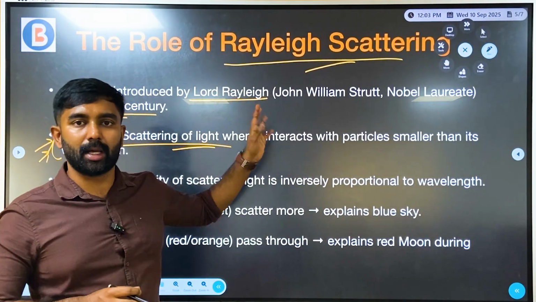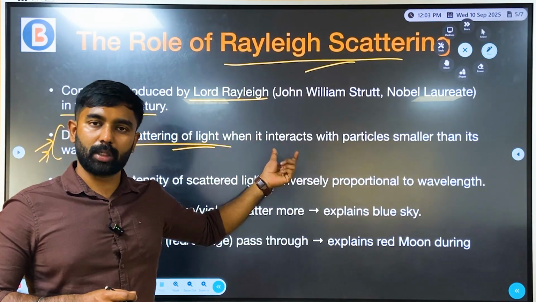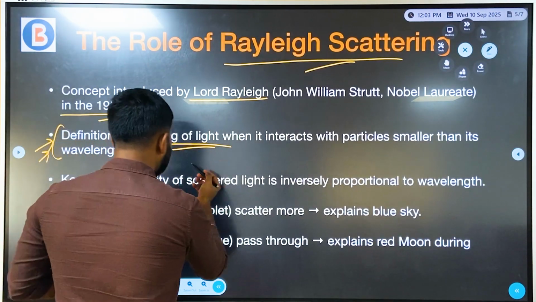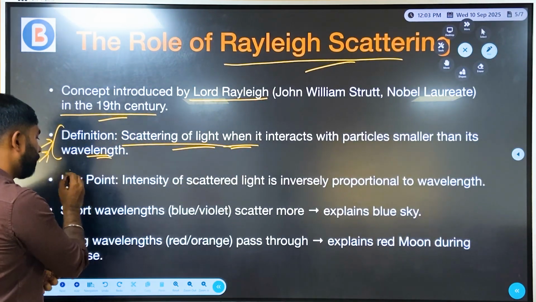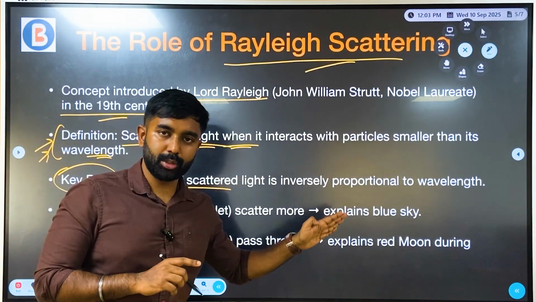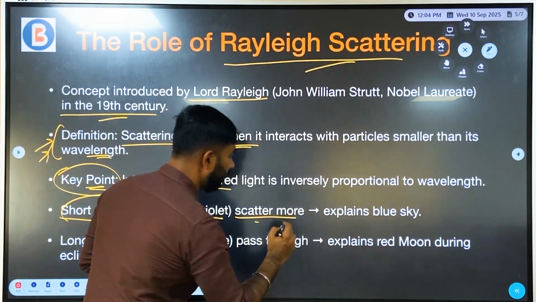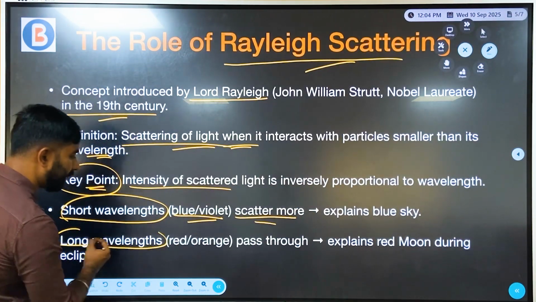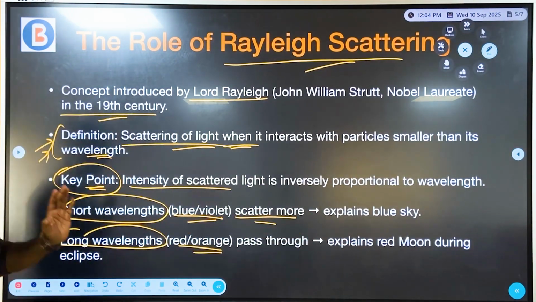So this in itself is another video. Of course, we will not go too much into detail. We have understood sufficiently to understand the total lunar eclipse. So we will just see what Rayleigh scattering is, and that's all, right? As a definition, it is the scattering of light when it interacts with particles smaller than its wavelength. One of the key points to keep in mind is that the intensity of scattered light is inversely proportional to its wavelength, and short wavelengths, especially blue and violet, scatter more. For example, it explains why the sky is blue. And then long wavelengths like red and orange pass through and explain the red moon during the eclipse, right?